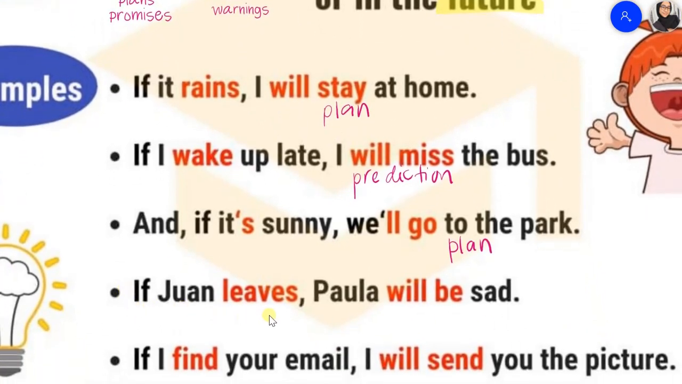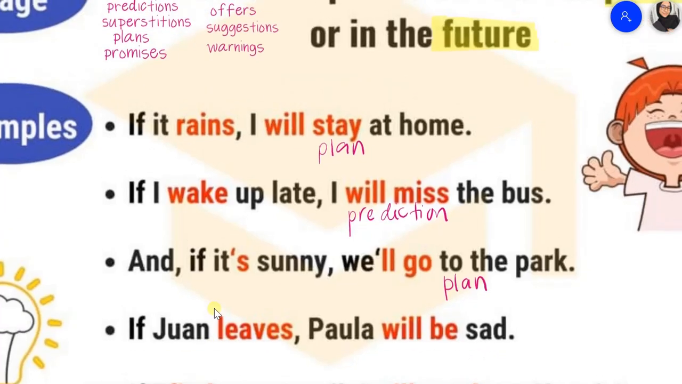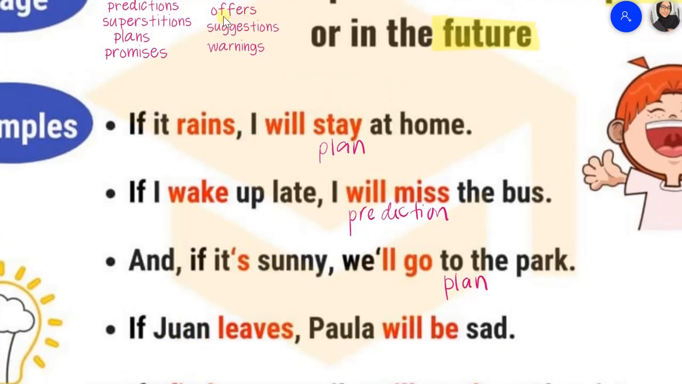If Juan leaves, Paula will be sad. What category does this fall under? Offers, suggestion, warnings, promises, plans, superstitions? I think this is more of a warning, right? Warning.